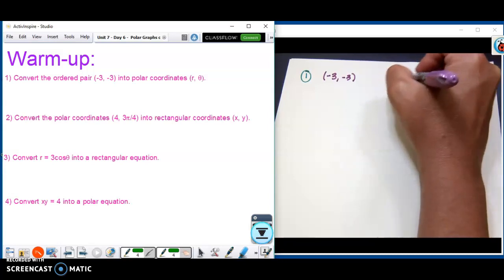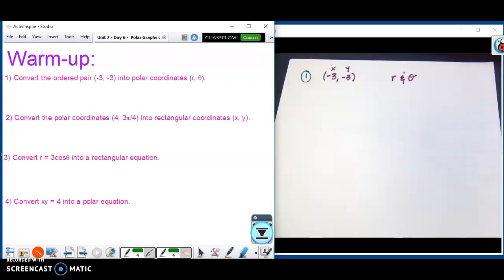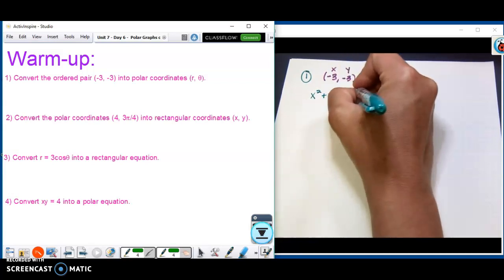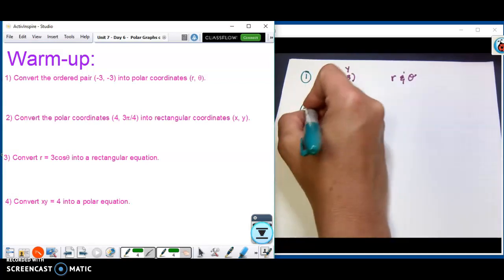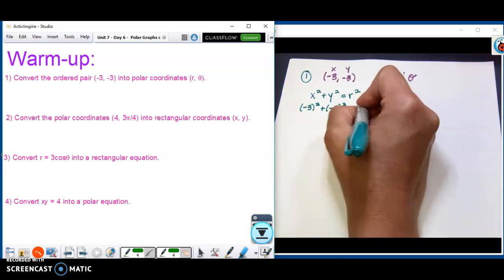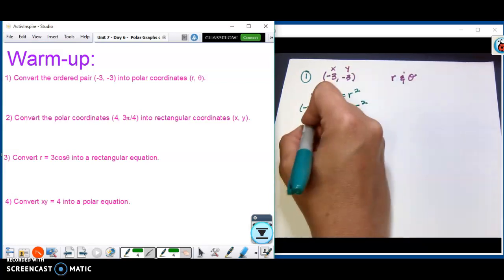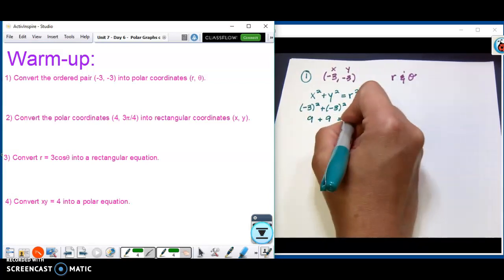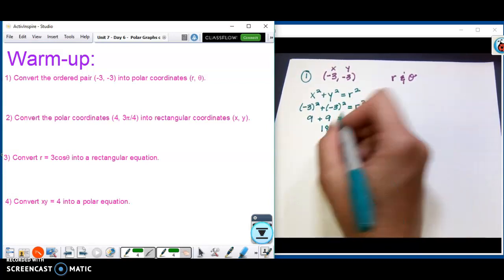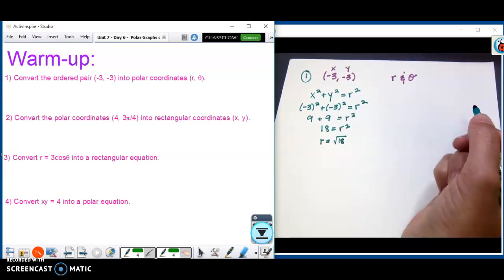So we need r and theta, which means this is in rectangular, so this is x and y. So remember we had a couple formulas that we could use for this. If we're trying to go from our rectangular point to our polar point, one equation we're going to use is x squared plus y squared equals r squared. So our x is -3, our y is -3, and that's equal to r squared. So we're going to have 9 plus 9 equals r squared. So our radius will be the square root of 18.